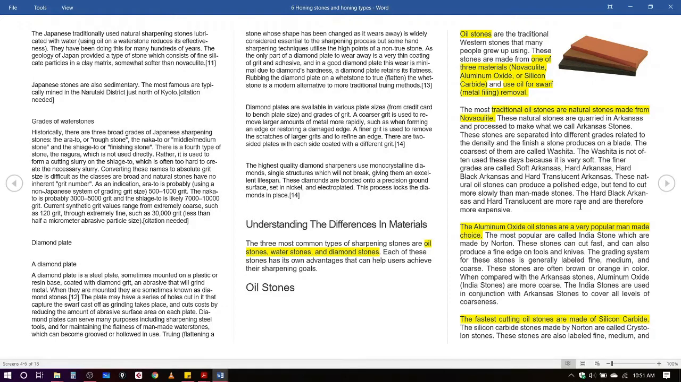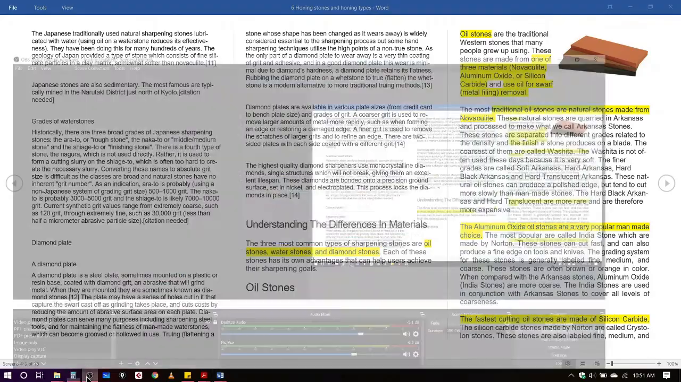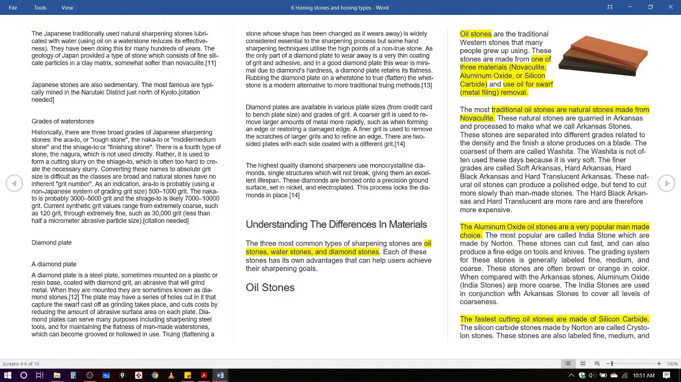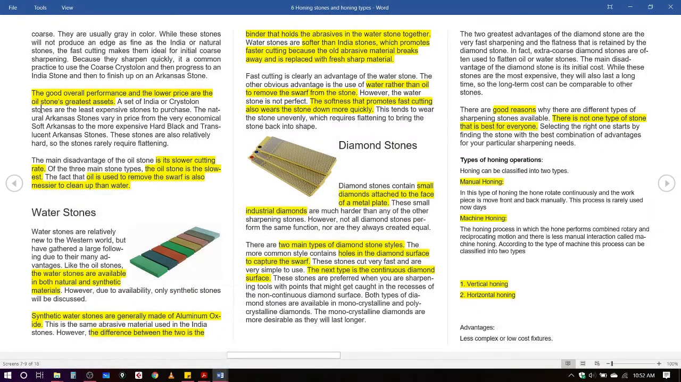Traditional oil stones are usually made from novaculite, while artificial oil stones are made from aluminum oxide. Silicon carbide oil stones are the fastest cutting oil stones. The main advantages of oil stones are they have good overall performance and their price is comparatively low. But the main disadvantage is that they have very slow cutting rate and the oil used along with these oil stones is difficult to remove with water.